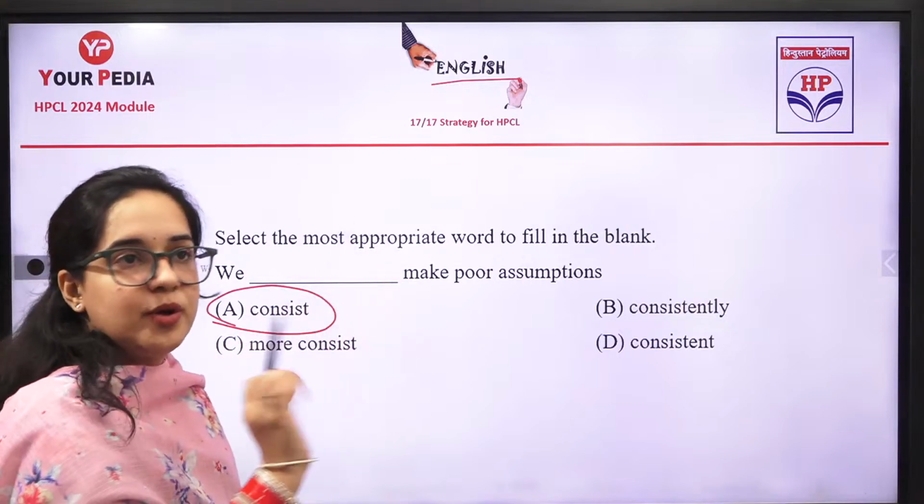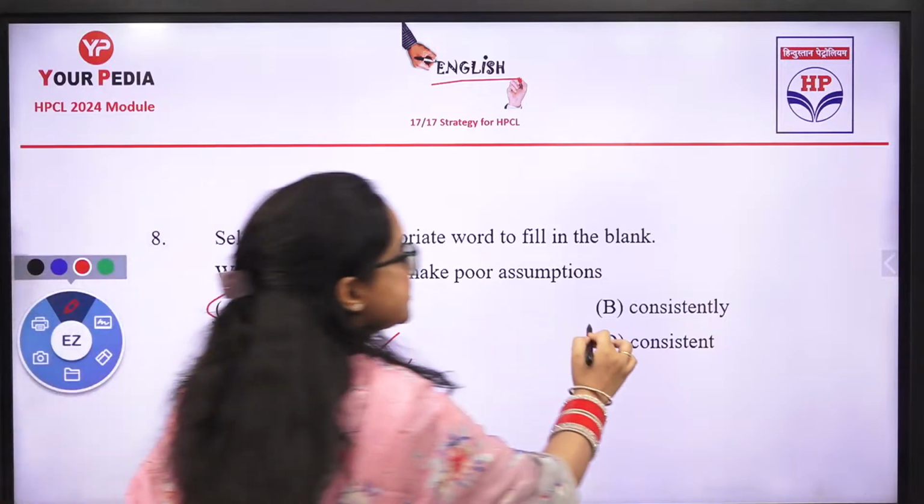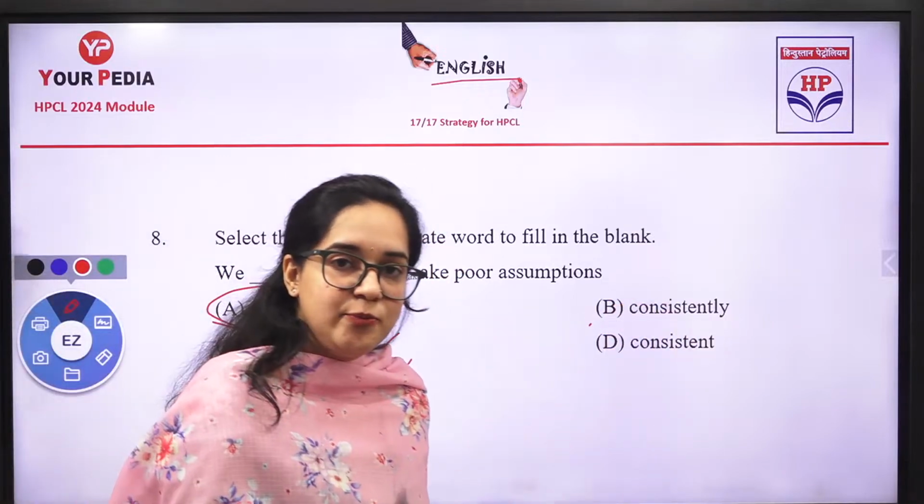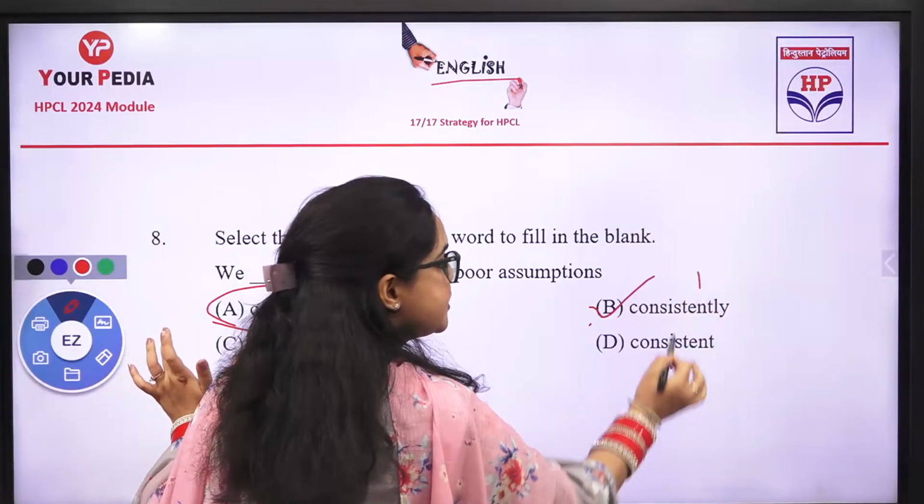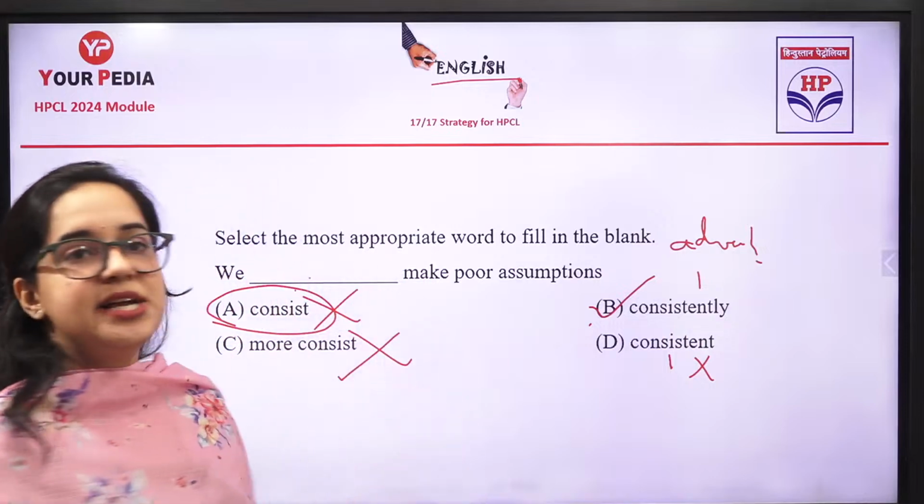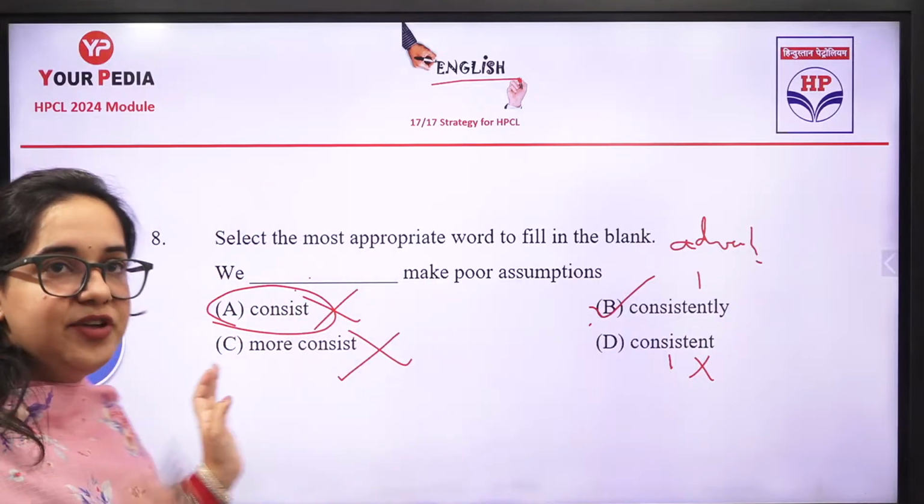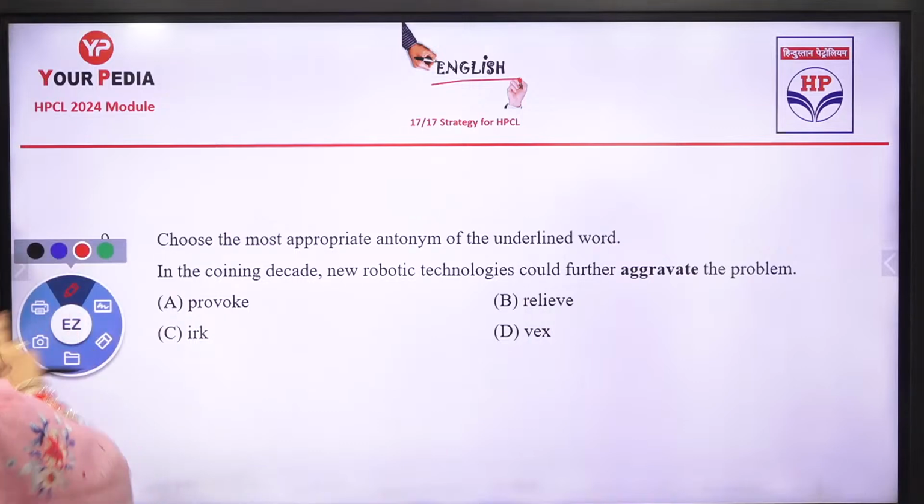Consist is what is grouped together. We're not talking about any kind of a group. More consist. We are talking about something that remains the same with the passage of time. So it will be consistent, and this is not there. We have to use an adverb. We consistently make poor assumption. Everyone is right. Very good, guys. Eighth all correct. Go for the ninth one.